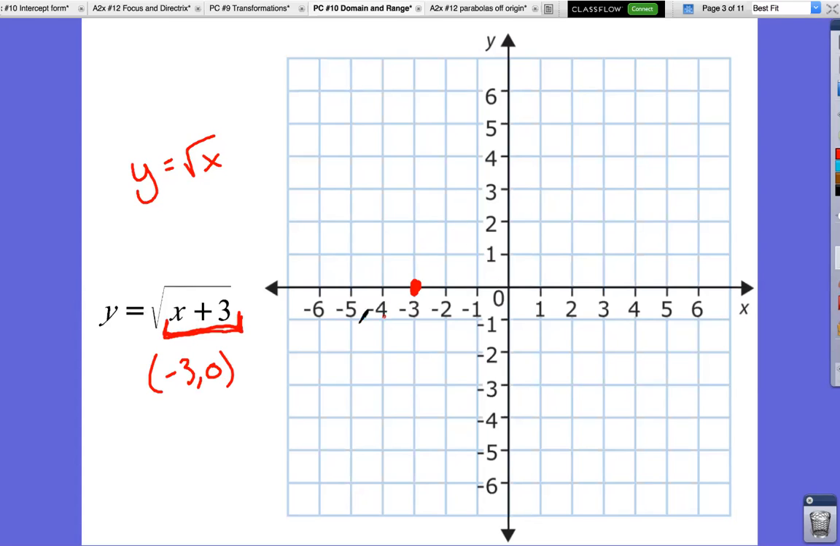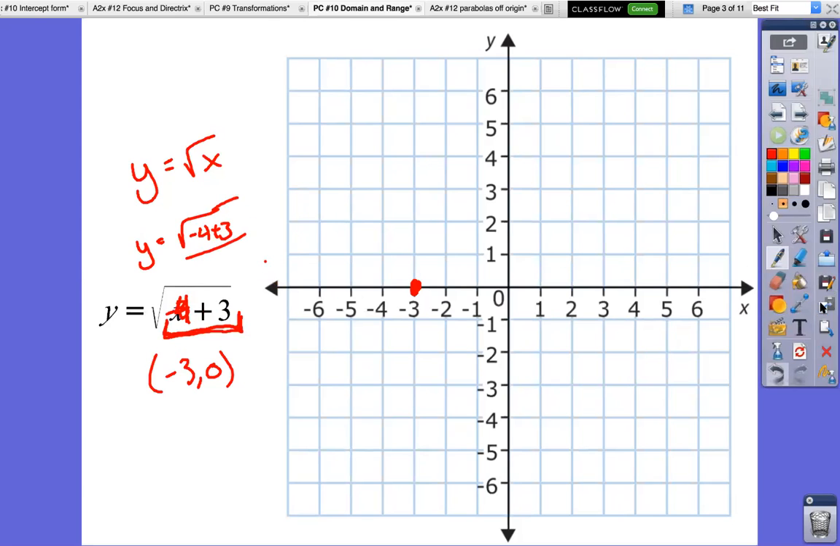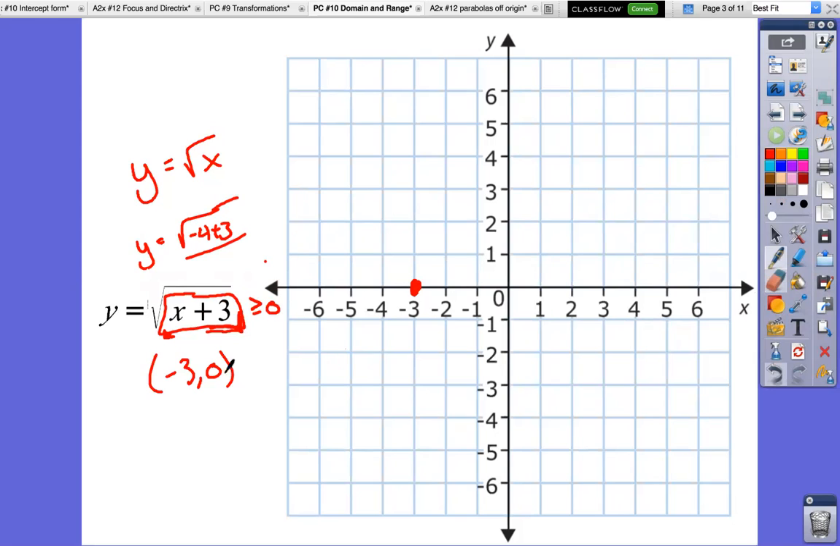Now my parent function, if I go to my next number right next to it, I know that when x is negative 3, it makes this whole thing equal 0. Can x be negative 4? So can I have negative 4 plus 3? Yes or no? No, because that would give me a negative under the radical. So as soon as I see a radical, I always need to think whatever's under it has to be set greater than or equal to 0.